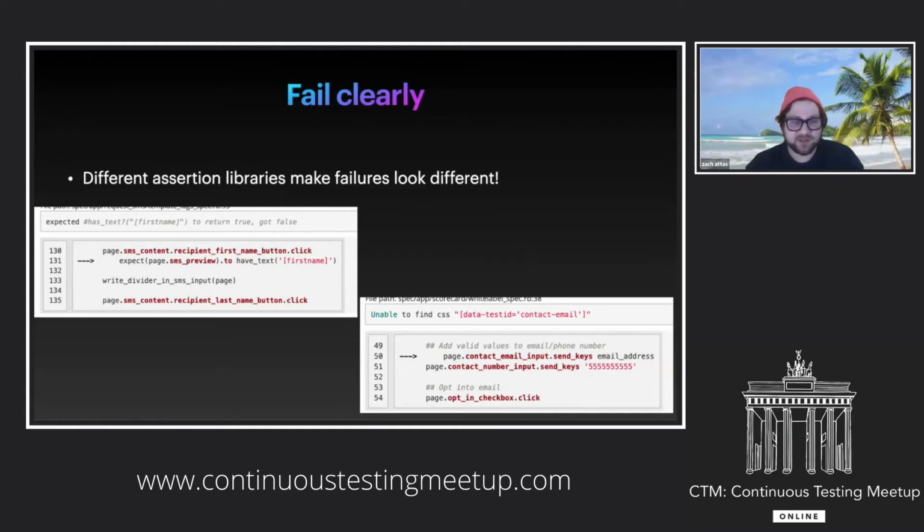This is the assertion library that I use at ReviewTrackers, and we have some issues with it. So this one on the left, where it says expected has text first name to return true, got false, I don't think that's a really helpful error message, because what I would want to know is what text it actually returned, not that it didn't match the expected text. So I would ideally look for the extra argument to provide to that error message to do some introspection on the SMS preview object and have it actually return the text that it got in the error message. So that's an exercise that I like to do with my test engineers.